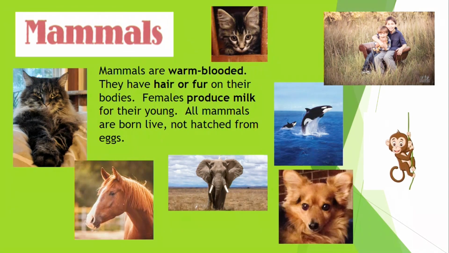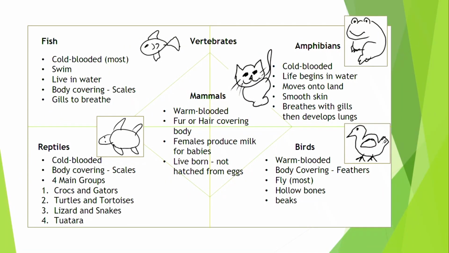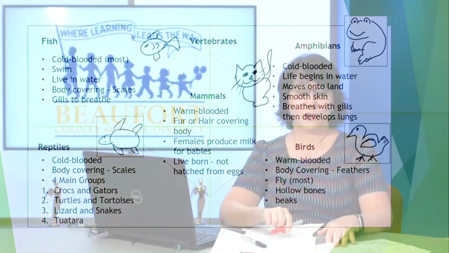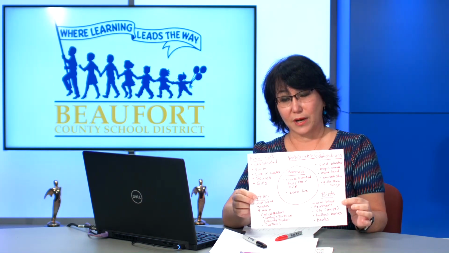All right, so let's take our notes. Under mammals, they're warm-blooded. They have fur or hair. They produce milk for their babies. And they're born live, not eggs. So you have a great record of your learning of the 5 different classifications of vertebrates right here.